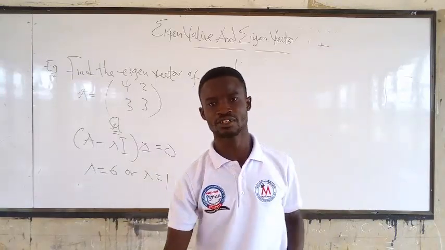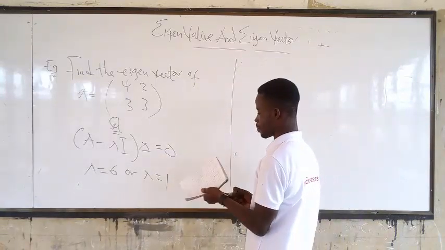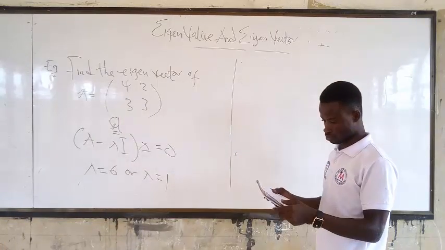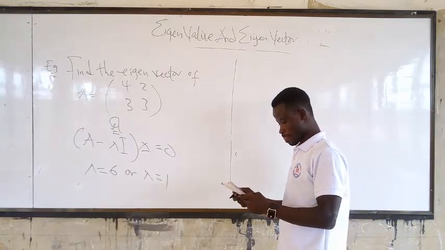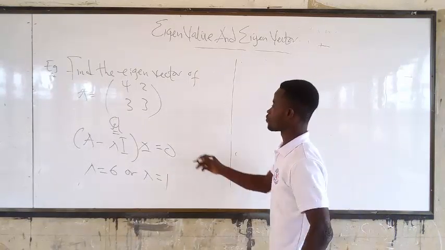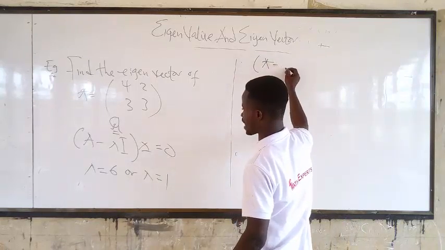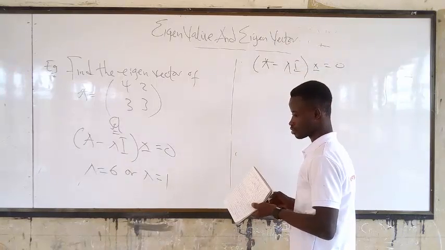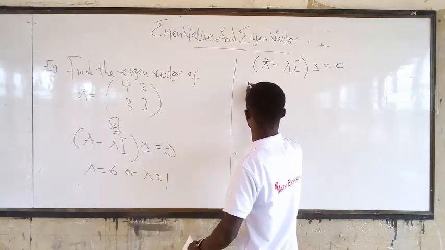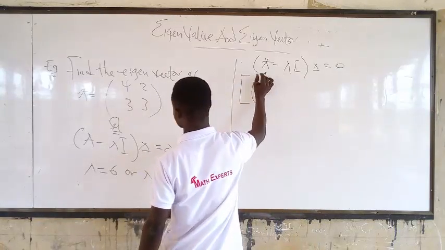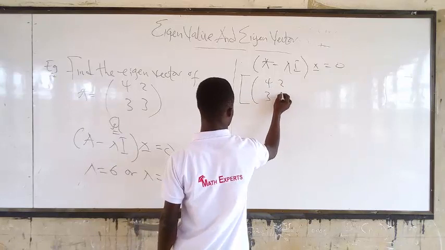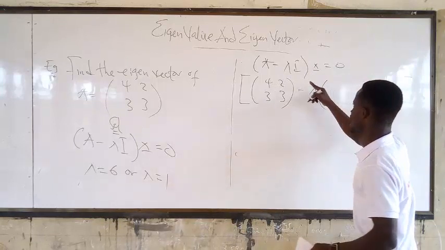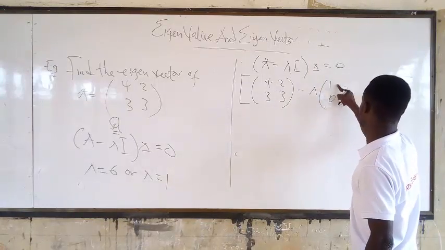So now, from these eigenvalues, we are going to take them one by one. So let's start. From what we have there, A minus lambda I is equal to 0. The A here is the square matrix 4, 2, 3, 3, minus lambda times the square identity matrix, which is 1, 0, 0, 1.